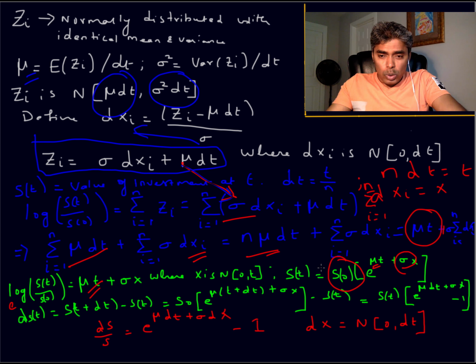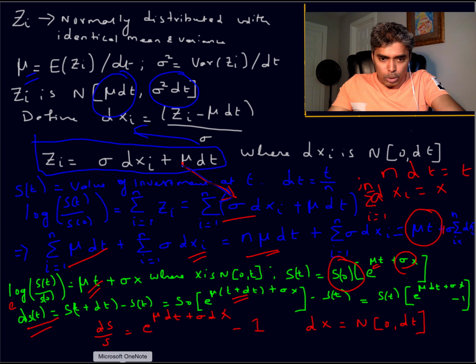So if we want to know the variance of the investment over a given duration, like I did in the previous video, I'm going to take ds of t, which is s of t plus dt minus s of t. Then I'm going to take the value of s of t from here, and s of t plus dt is nothing but changing the value of t to t plus dt here. Then by simplifying this equation, it becomes s of t times e to the power mu dt plus sigma x, minus 1.